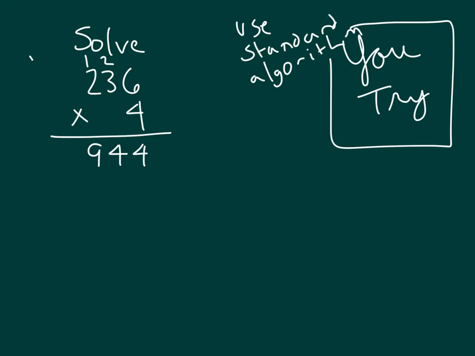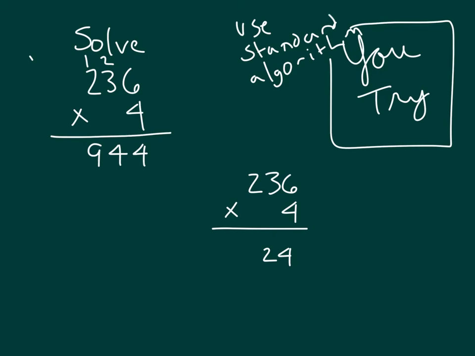Let me show that to you using a partial products approach. Here's 236 times 4. First step, 4 times 6. Hey, 24. 24 ones, which I write as 24. Next, 4 times this 3.